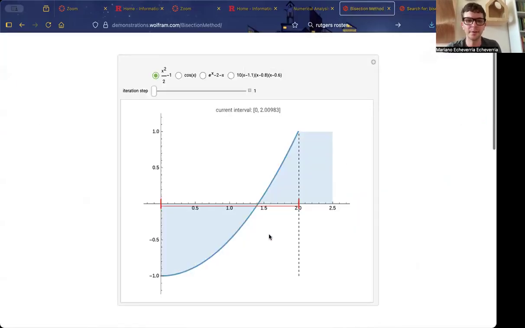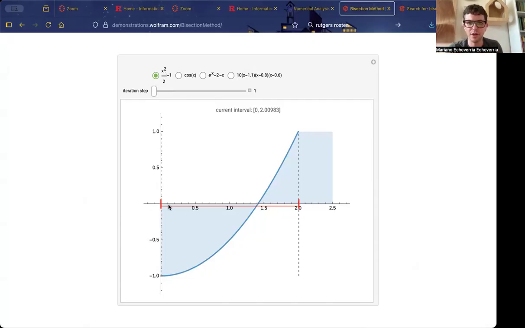So for example, here, some of the options that they give you is that you could do it with x squared over 2 minus 1, and of course you know how to find a zero for that because it's a quadratic equation, so you could find it explicitly. But just pretend that you didn't know how to take square roots. If you apply the bisection method, then this is precisely what you would do.